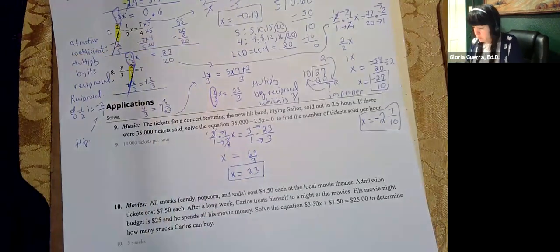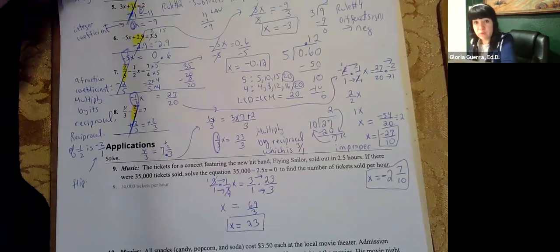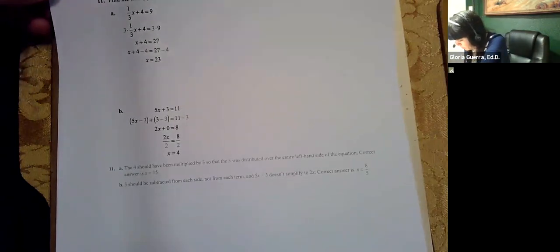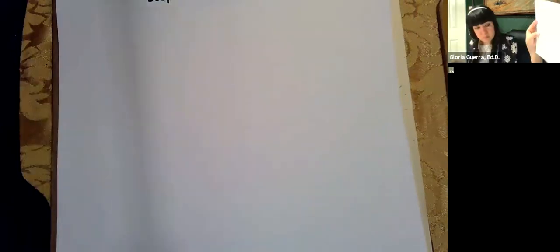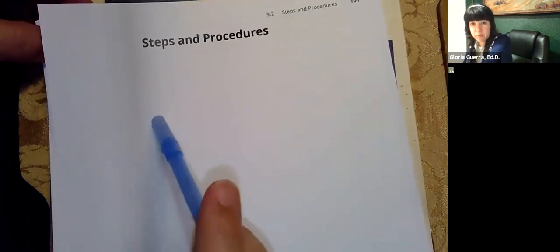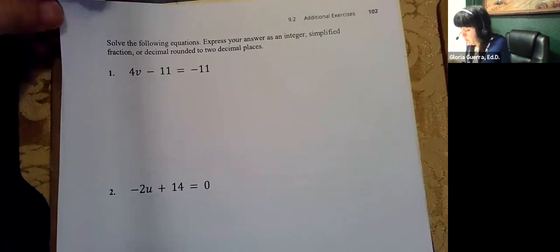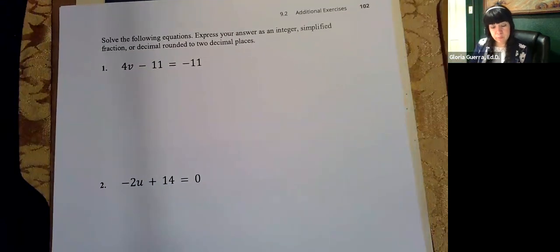So let me go to some of the exercises that the math department made. Here we go. The math department made like 5 problems. So you want to solve your equation and express your answer as an integer, simplified fraction, or decimal rounded to two decimal places.